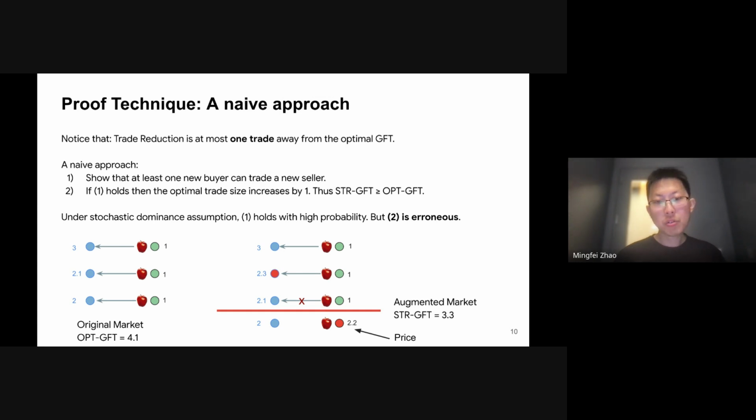If you look at the performance of seller trade reduction, if you use the price of 2.2 to charge all the buyers, you would see that the last buyer will not accept this price. In that case, the seller trade reduction has to remove the last pair to get a truthful and budget balanced mechanism. In this case, the seller trade reduction gets only 3.3 gains from trade, which is worse.